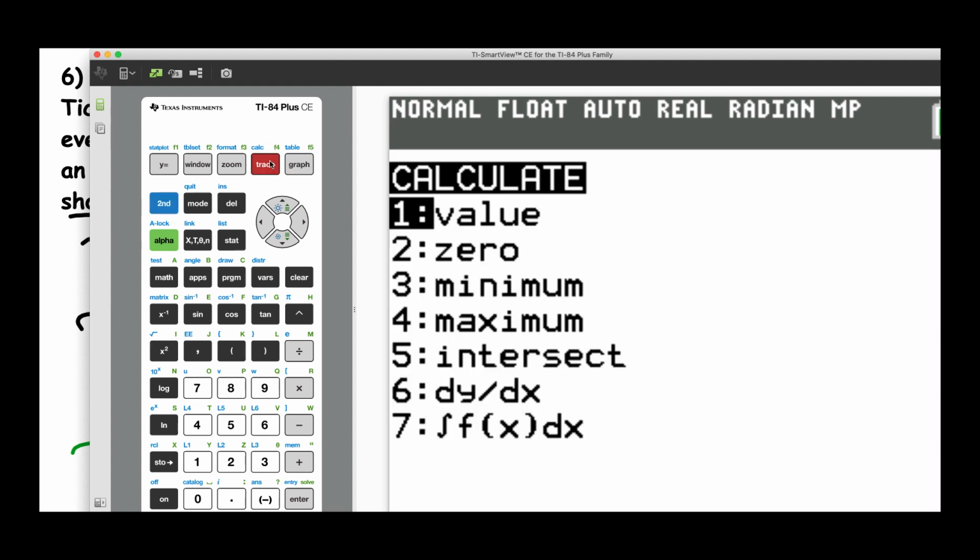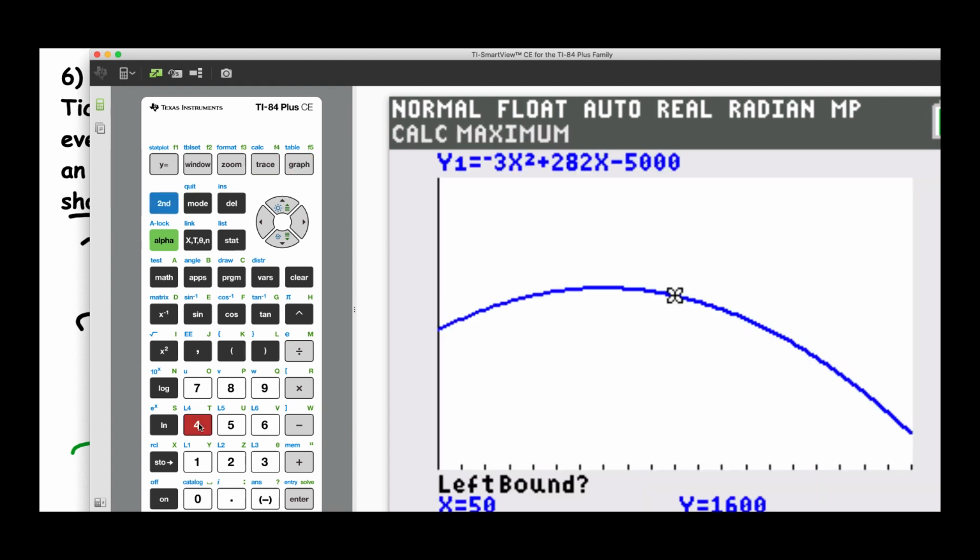Let's go second calc, maximum. That's number 4. Left bound. Enter. Right bound. Let's make sure I'm safely past it. Heading downhill. Yep. Guess. Look at that. 47 people on the bus. And that'll give us the maximum profit of $1,627.